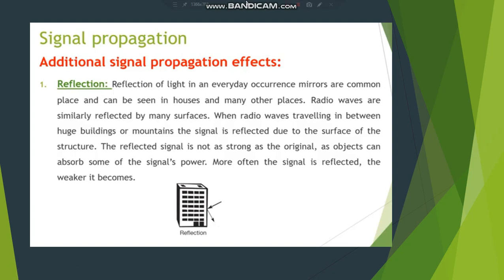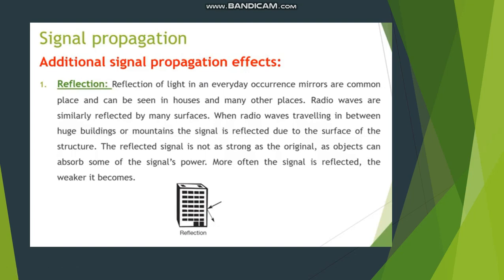So first is reflection. Reflection of light: in everyday occurrences, mirrors are commonplace and can be seen in houses and many other places. As we know, we have studied reflection of light. Mirror is the first and foremost example of reflection of light: the rays hit a reflecting surface, and after hitting, they travel back in the same medium, because of which we are able to see objects very clearly.